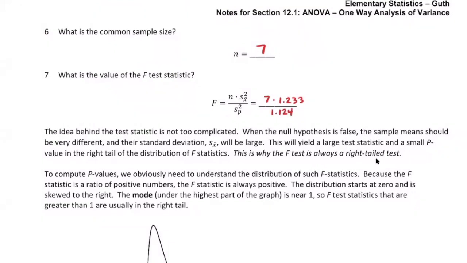Okay, now I want to go ahead and do one step here. Just multiply the 7 times the 1.233. Okay, you should get 8.631, over the other one, which is obviously 1.124. Okay, now these are both estimates of sigma squared, the population variance.